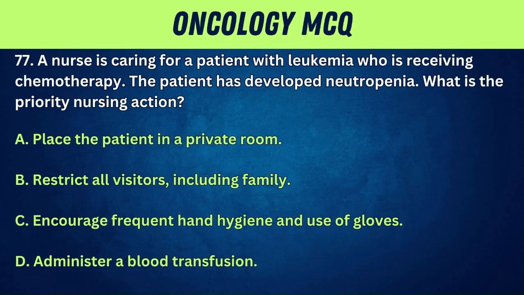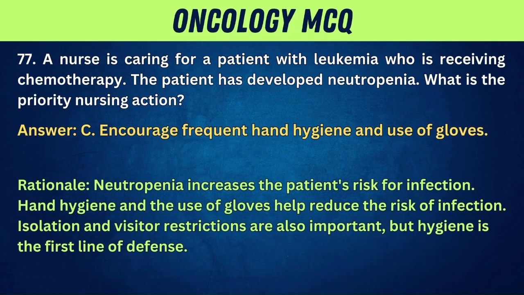A. Place the patient in a private room. B. Restrict all visitors, including family. C. Encourage frequent hand hygiene and use of gloves. D. Administer a blood transfusion. Answer: C. Encourage frequent hand hygiene and use of gloves.